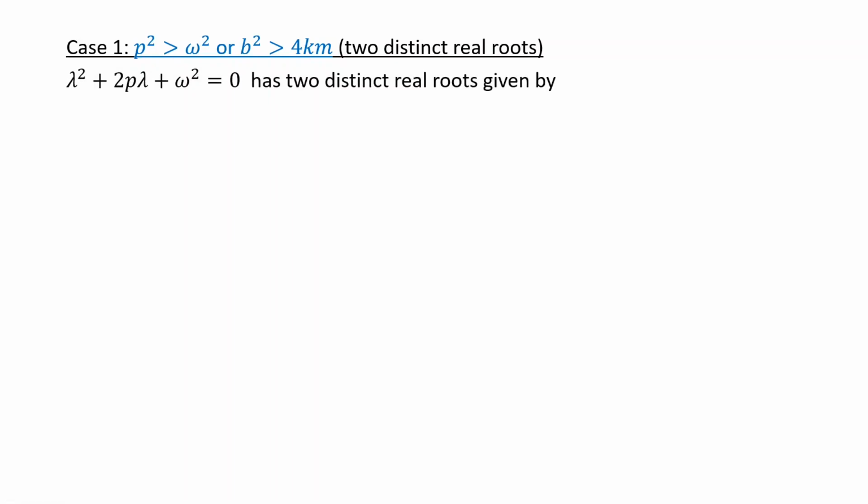In that case, my polynomial has two distinct real roots given by these two terms: plus the square root and minus the square root term. And please note that because p squared is greater than omega squared, you can deduce from this that this square root is less than p. So this term will be negative, and this one will obviously be negative. So lambda 1 and lambda 2 will necessarily be negative real numbers.